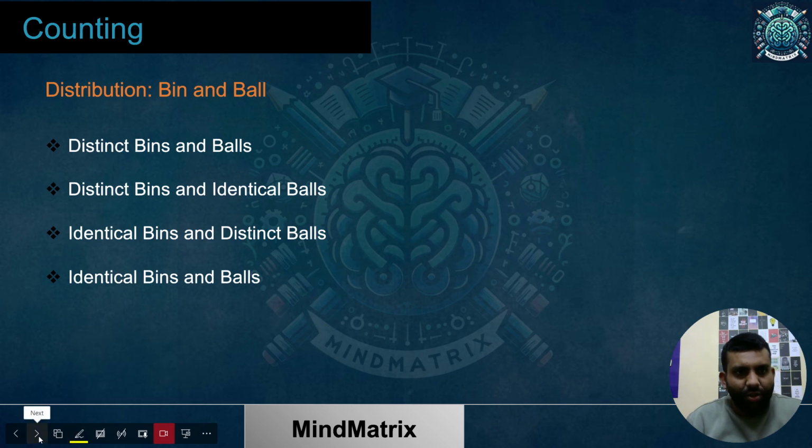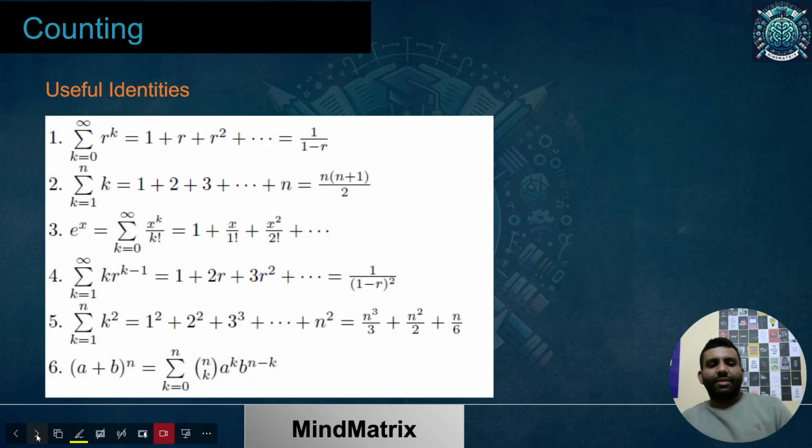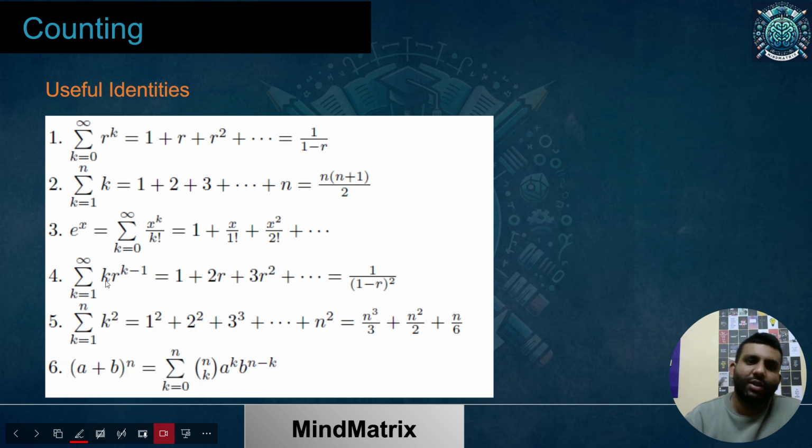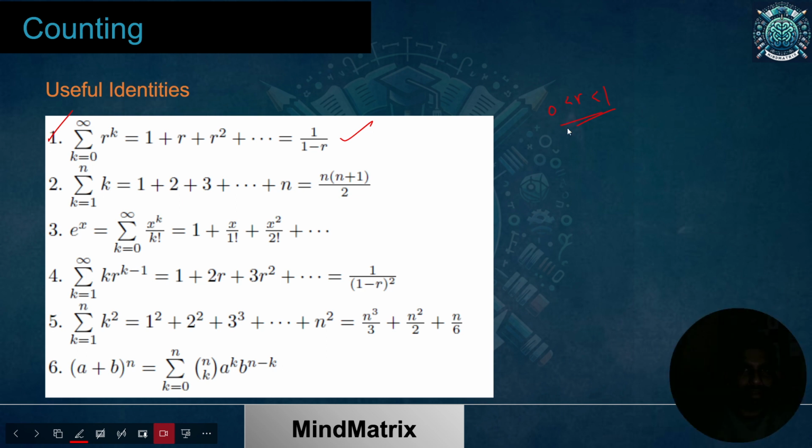So this was the distribution, and at last these are some useful identities which will be very useful for you guys. You must already be knowing the GP, geometric progression. You must be knowing this formula. This is when R is less than 1. Okay, I guess we need to cancel this up. So I guess these are the identities, and if there is any difficulty, I can cover that in our next lecture.